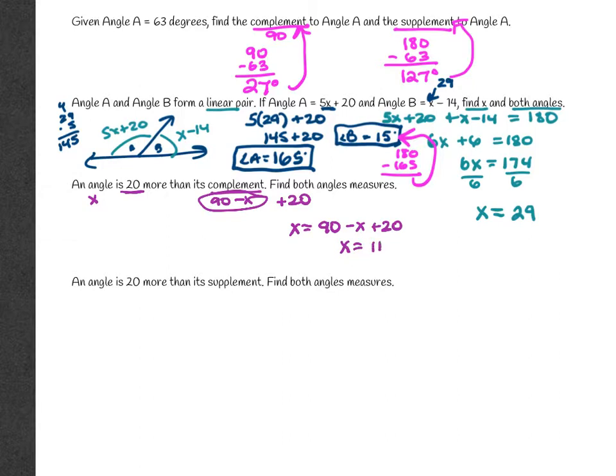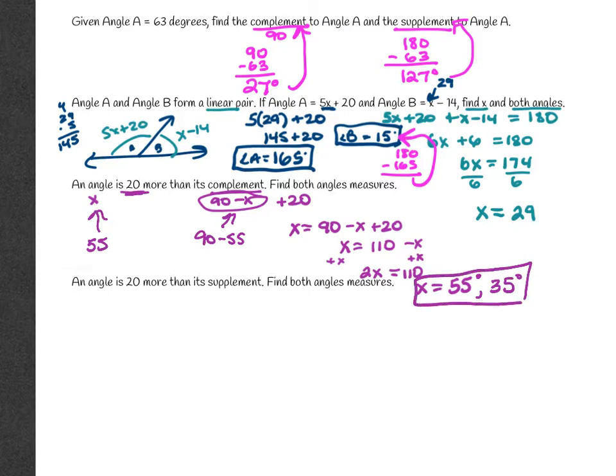x equals 110 minus x. Add the x. 2x equals 110 and x equals 55. So that's the first angle. The second angle, this is 55, so this is 90 minus 55. And 90 minus 55 is 35 degrees. You can also have just taken the 90 and subtracted the 55. Always compare them. So is this one 20 more than this one? And it is, so you know it works.